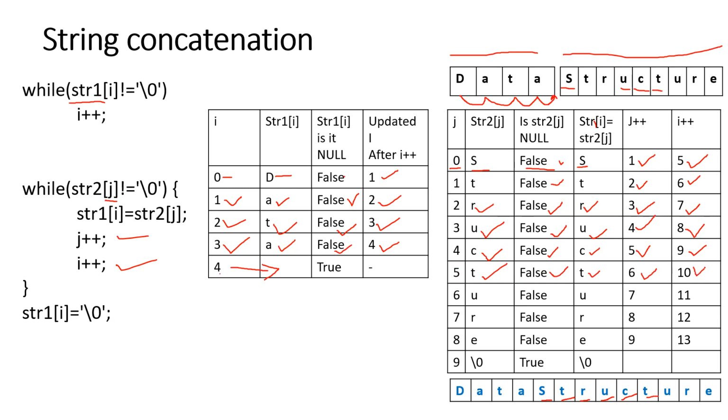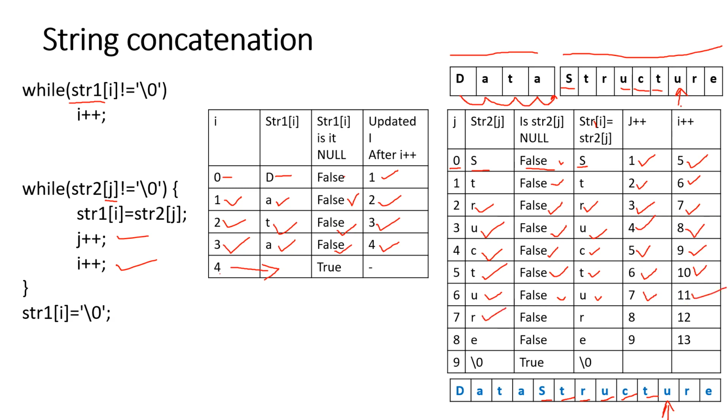Increment the value of I to 10. Now we are here, 10th place. That is the purpose of I. J's purpose is to retrieve. J value is 6. The character in that place is U, which is not null. Character U must be placed in the ith place here. Increase the value of J to 7. Increase the value of I to 11.